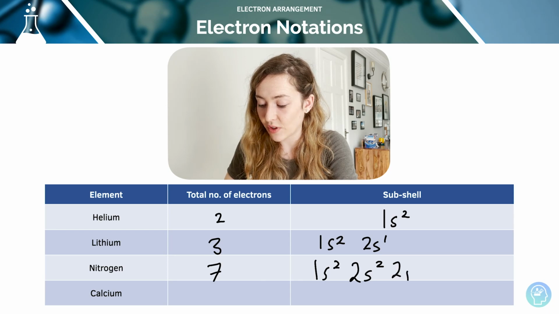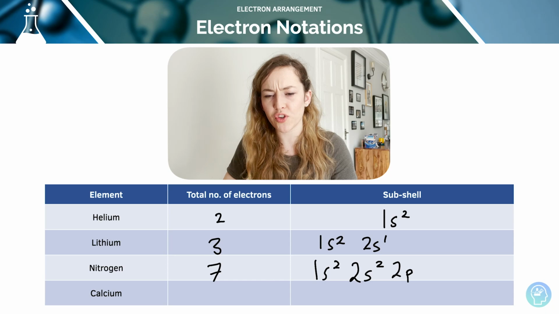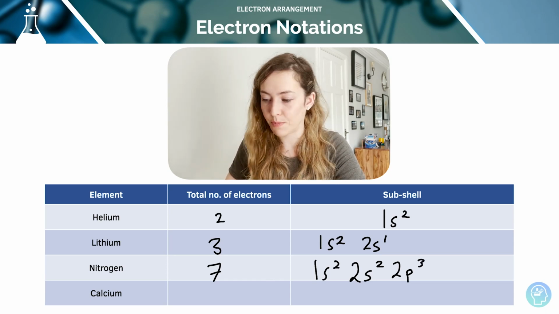Then the next energy level is 2p. So I'm thinking I've got 7 electrons in total. I've used 4 so far, and I've got 3 left. So it's going to be 3 electrons going into the p.